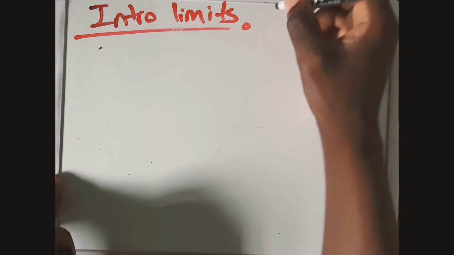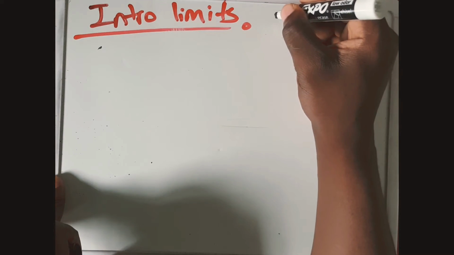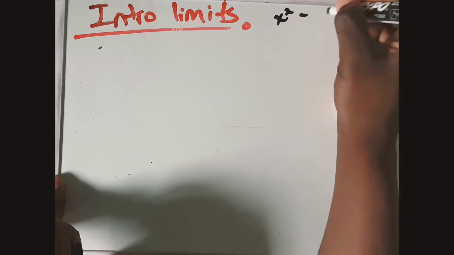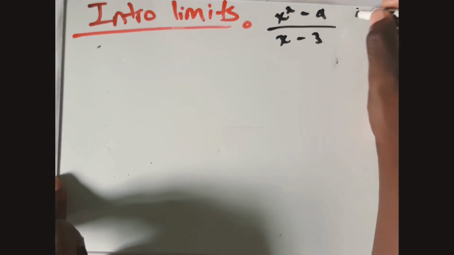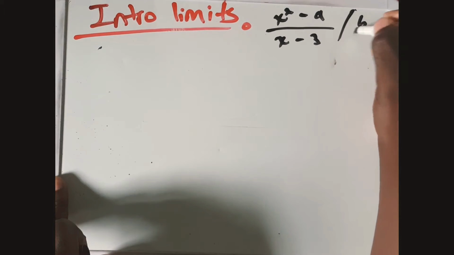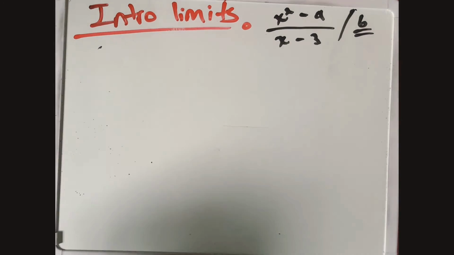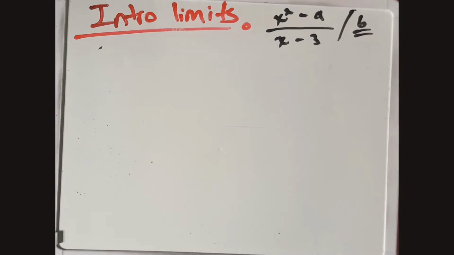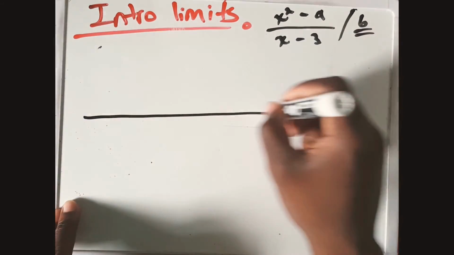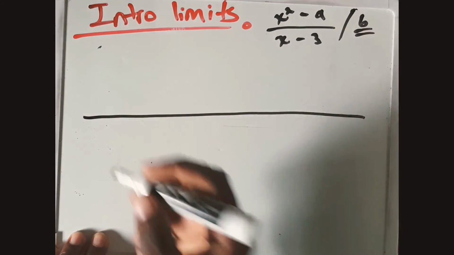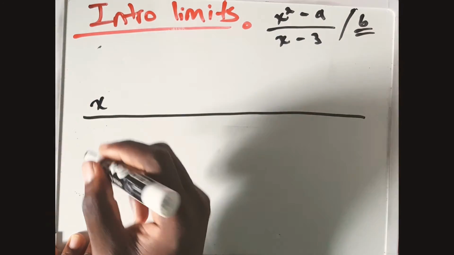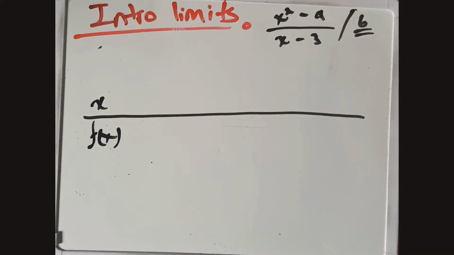I'll rewrite the function right here. So the function was x squared minus 9 over x minus 3. Remember that my limit was 6. Now, let's draw up a table and show you guys how you can use a table to do this and get the limit. It takes more time, but it works. So this is how you do it.